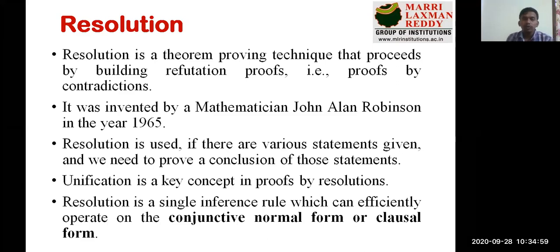With respect to the resolution and refutation method, we'll also learn about something called unification, which is a key concept while proving your resolutions. Resolution is a single inference rule which can efficiently operate on conjunctive normal forms. To understand resolution, you need to be aware of CNF or DNF, which you learned in the previous sessions. Conjunctive normal form is the key concept of this resolution method. Accordingly, we will prove solutions and give proofs using conjunctive normal forms only.